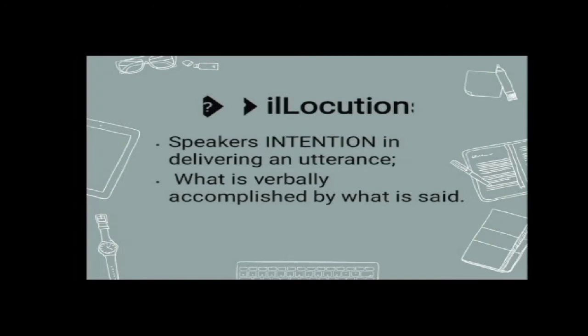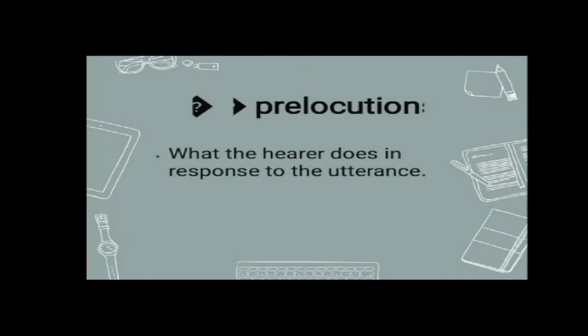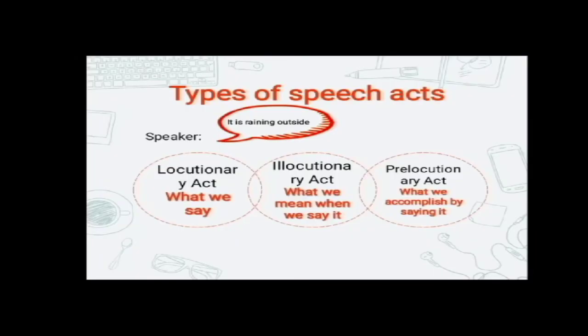Next is illocutions. The speaker's intention in delivering an utterance, or what is verbally accomplished by what is said. It is the reason for uttering something. For an example, a promise or a warning. Another example is, it is raining outside. The utterance would mean the speaker wants the receiver to use an umbrella if he or she goes out. Or, the speaker wants you not to go out because it's still raining outside. Last is the perlocution, what the hearer does in response to the utterance.